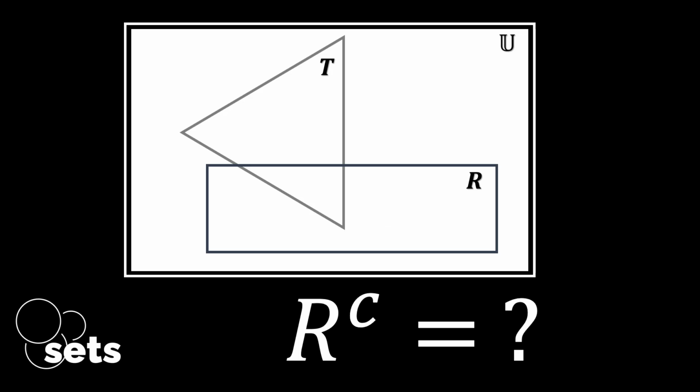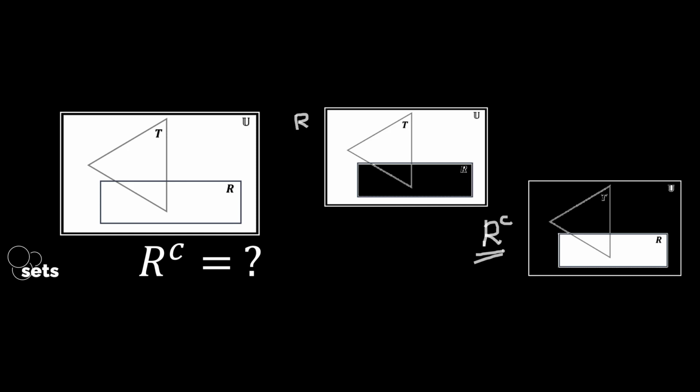Let us shade a portion of this Venn diagram which will correspond to the complement of set R. Notice here how this Venn diagram ended up with this result. This is all about sets.